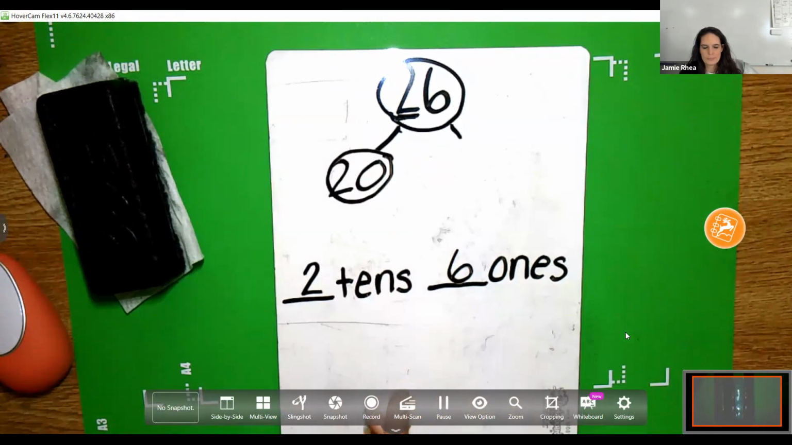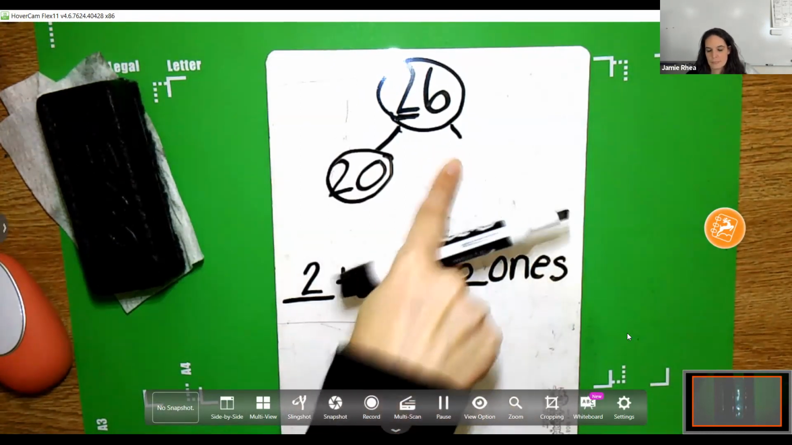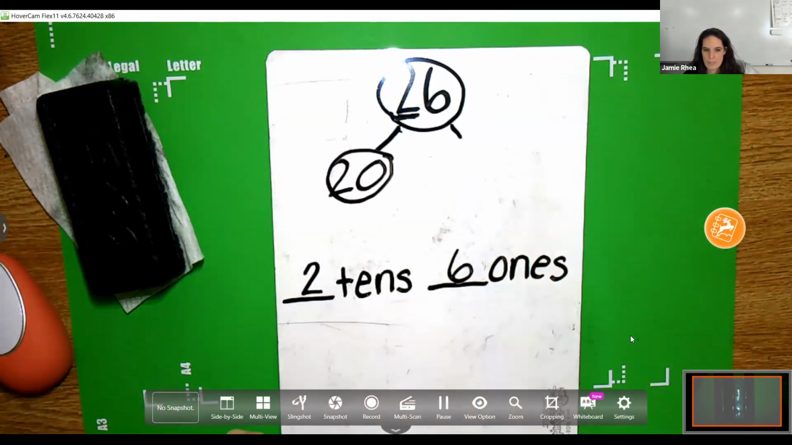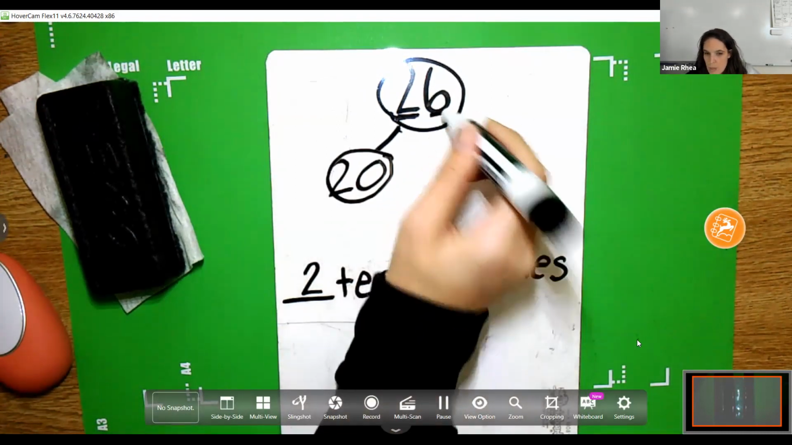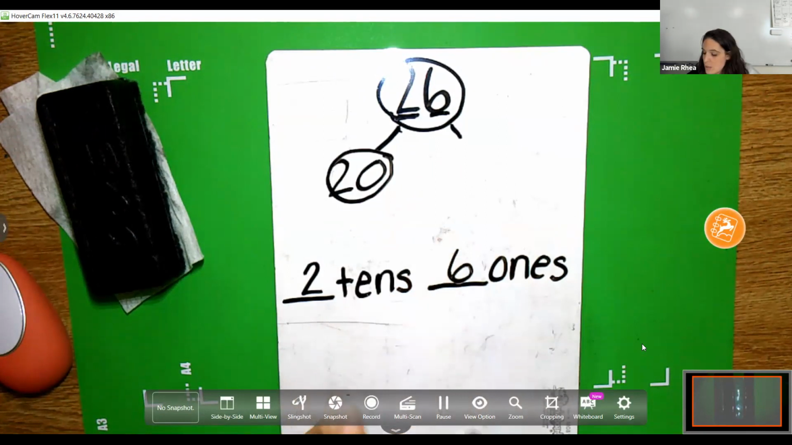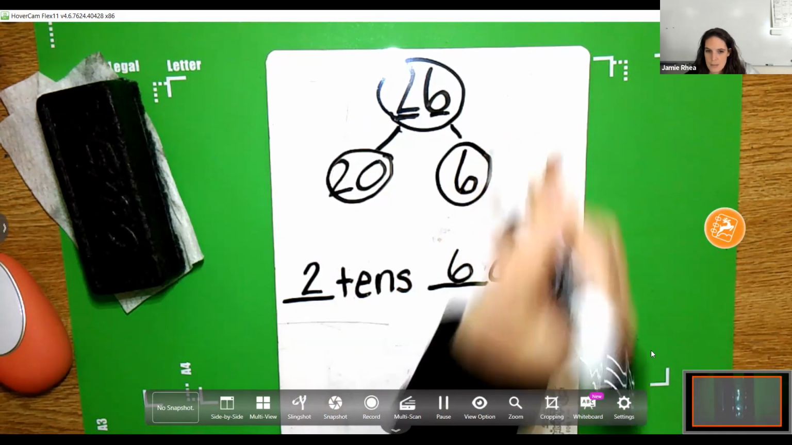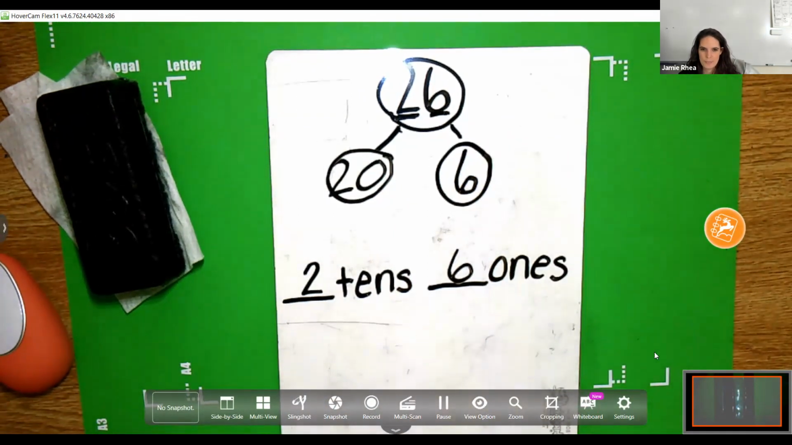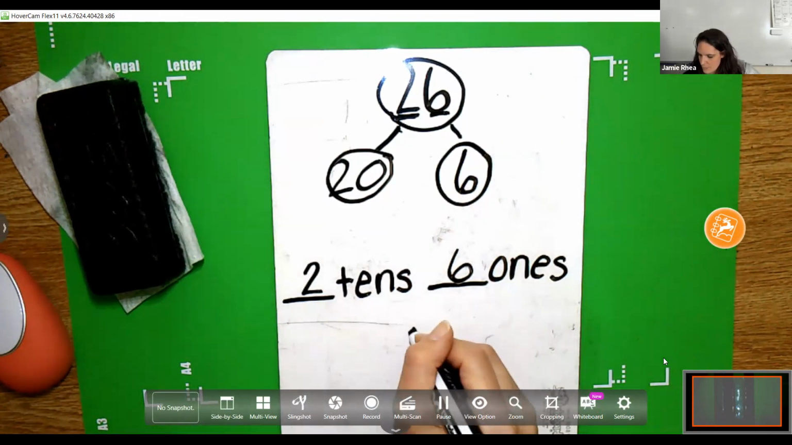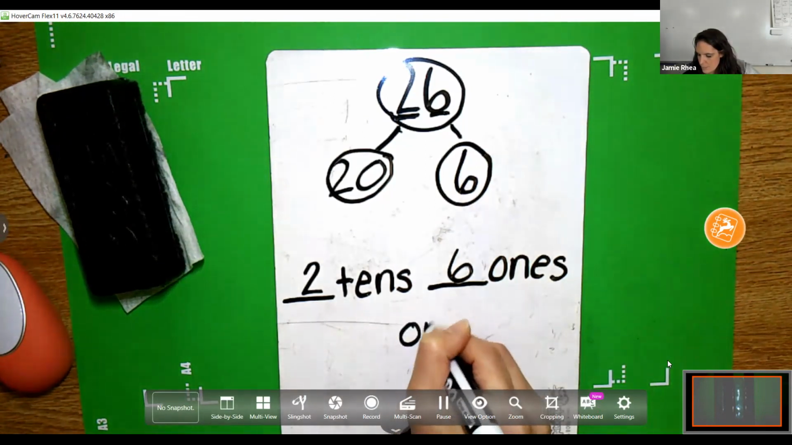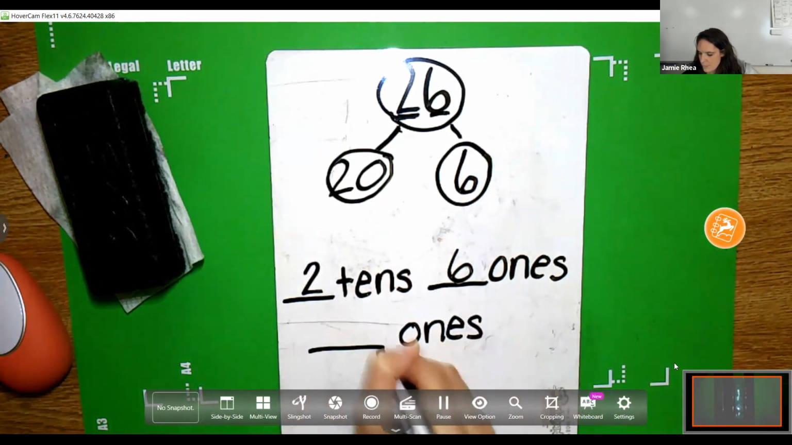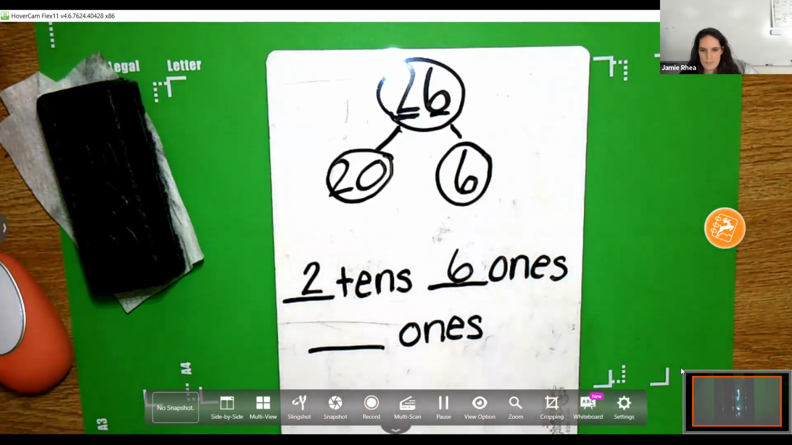Let's keep going. On the other side of the number, I want you to show me the part that gives me the value of the ones. Here's the ones. What is the value of the one left over in this number? If we have 20 on one side, how many more ones do we need to get to 26? Go ahead and write it on your board. Yes, we need 6 more ones. Miss Kaylin, you can write yours now.